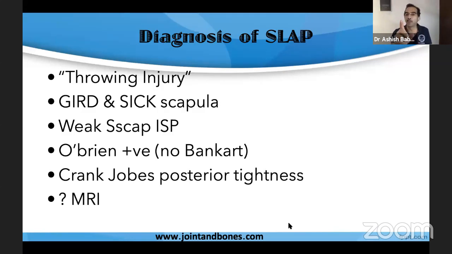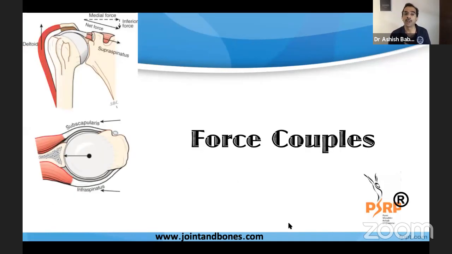And then perhaps if the MRI is positive, I would regard this as a slap tear. If any of these are negative, even a single point, I will not treat this as a slap tear, and we will continue to treat it as an internal impingement. So there's a very fine gray zone between internal impingement and a slap tear. So there should not be any controversy over this.